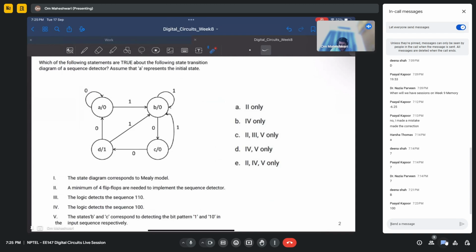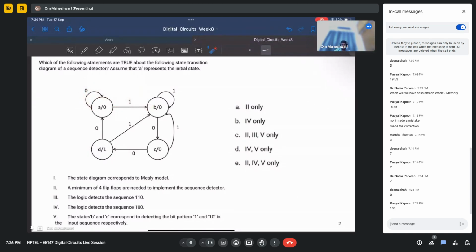Which of the following statements are true about the following state transition diagram of a sequence detector? Assume A represents the initial state. So here you have some state diagram with 4 states, A, B, C, and D. And whenever something is written as /0 or /1, it means this is the output written. After this slash is always output. And over these arrows are your inputs, what inputs you have given.